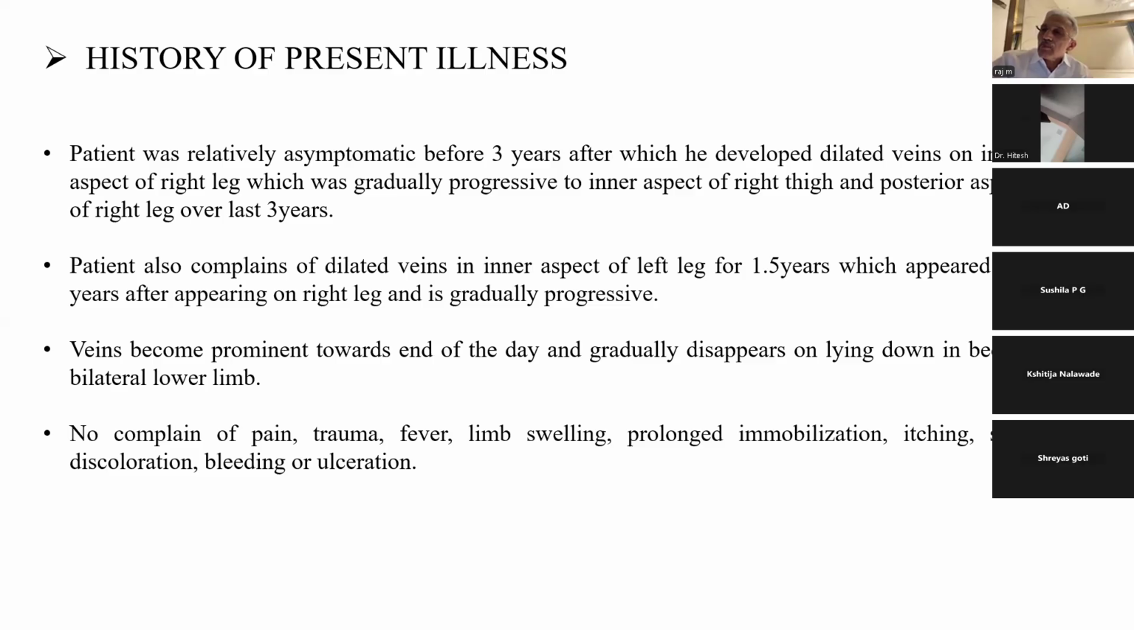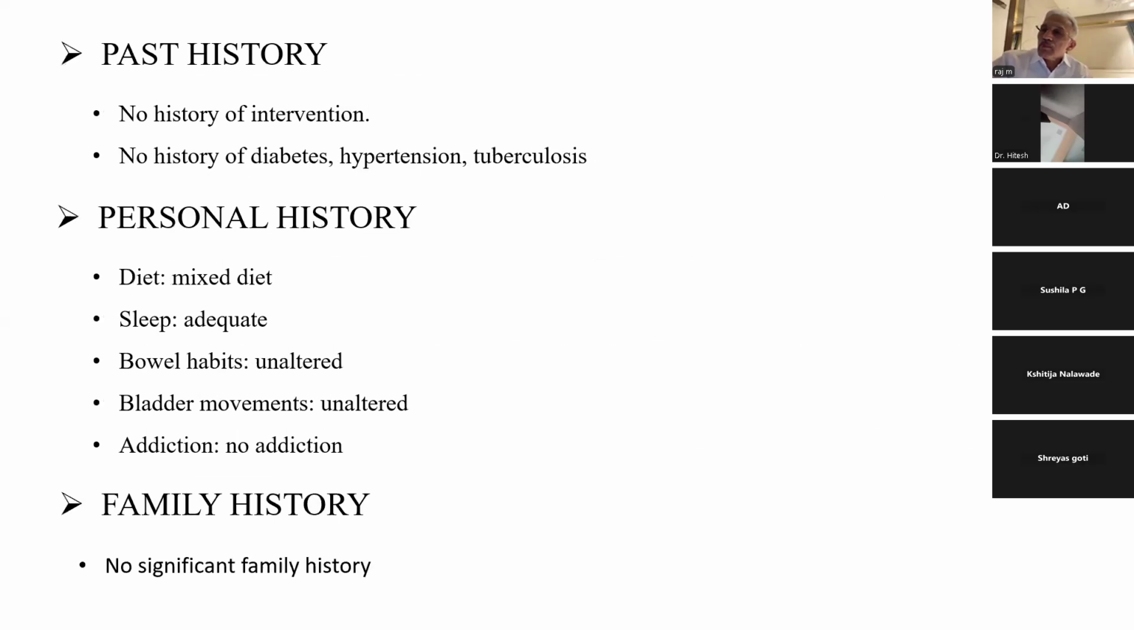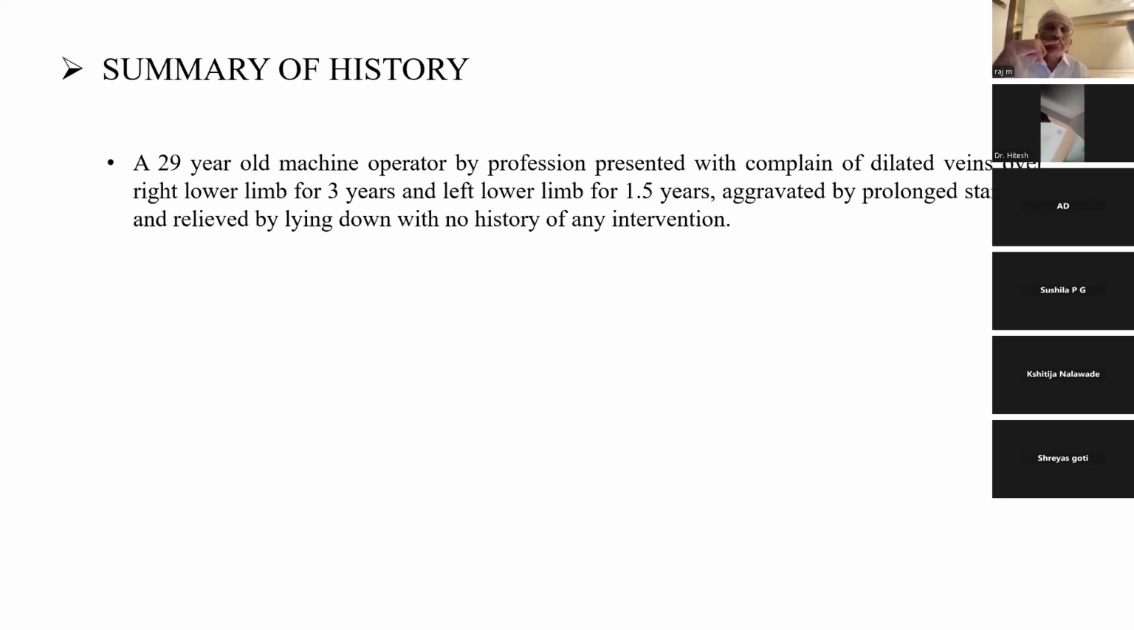Okay, go ahead. Past history. Patient has no history of intervention or operative history, no history of diabetes, hypertension or tuberculosis. Personal history. Patient has mixed diet, adequate sleep, bowel habits are unaltered, bladder movement unaltered, and no addiction. No significant family history. Summary of history.